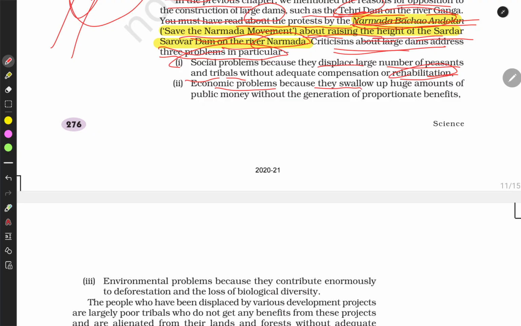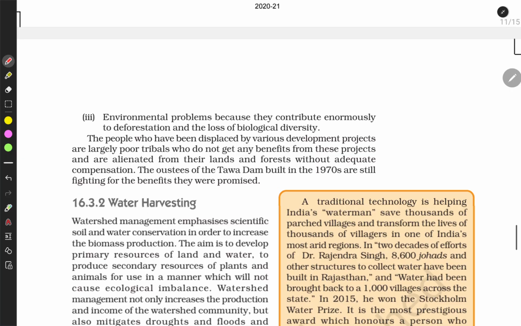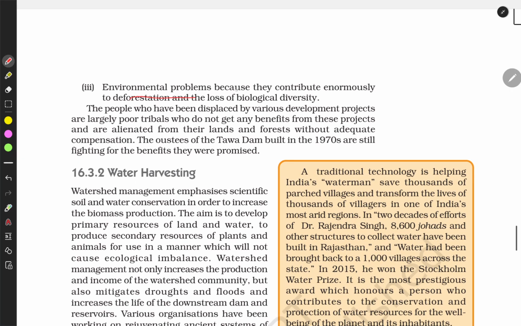Economic problems, because they swallow up huge amounts of public money without generating appropriate benefits. So it requires a lot of money. Then environmental problems: they contribute enormously to deforestation and loss of biodiversity.